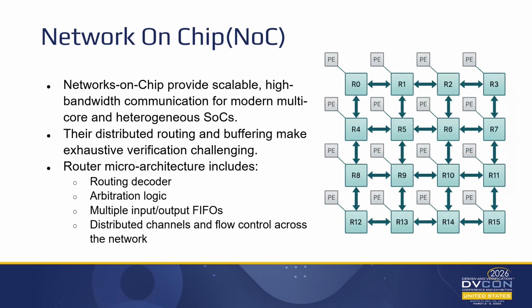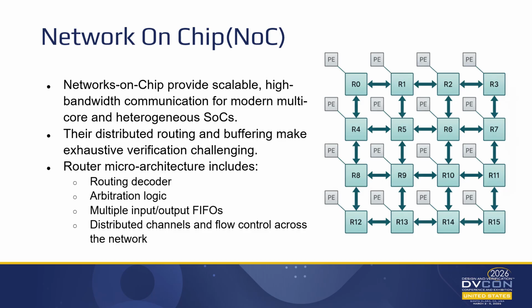Network on chips provides scalable, high bandwidth communication for multi-core and heterogeneous SoCs. Communication is distributed across a network of routers rather than a centralized interconnect. Routers are typically arranged in topologies such as mesh or ring, with each router connected to a processing element. The NOC is responsible for moving packets between processing elements through this router network.